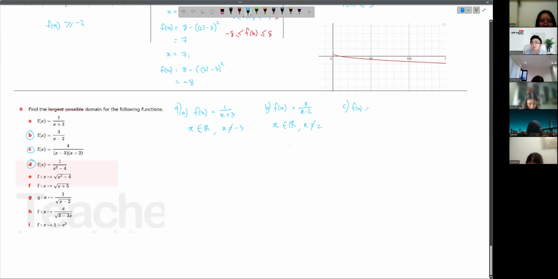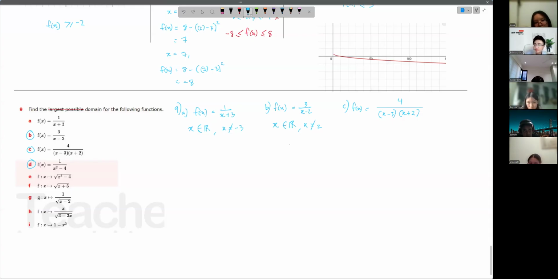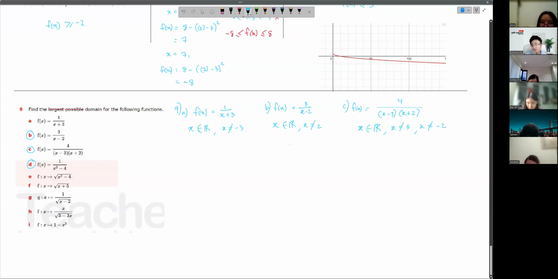So the next part, you can take all the real numbers, just that there are some restrictions. Then you need to set that restriction. So here, x can also be all the real numbers. Then we set the restriction. x cannot be 3, and x cannot be negative 2, because these two will make the bottom 0. So we don't want that.